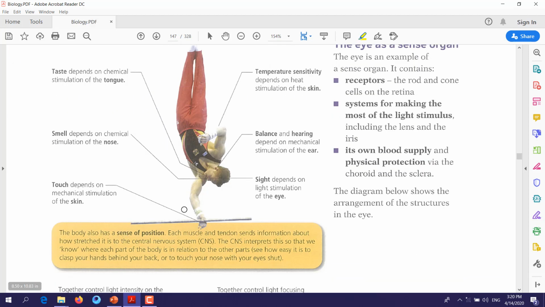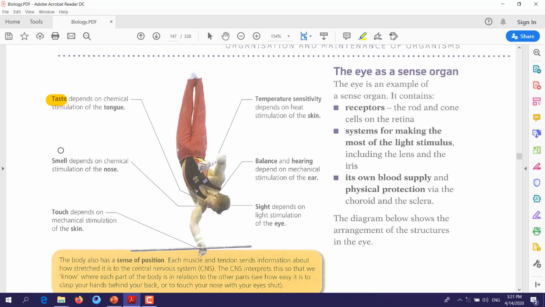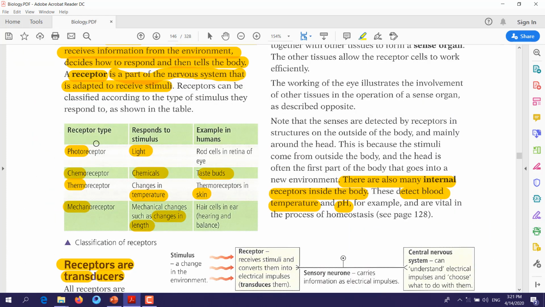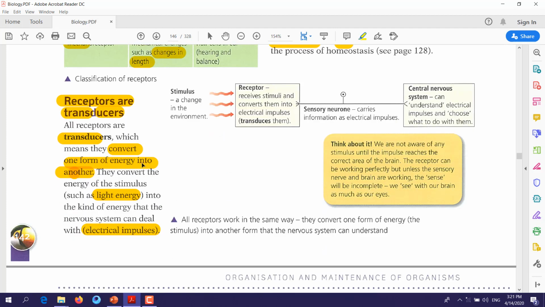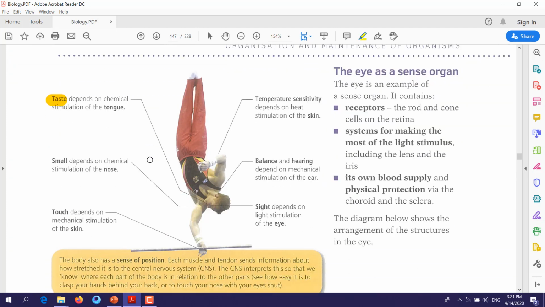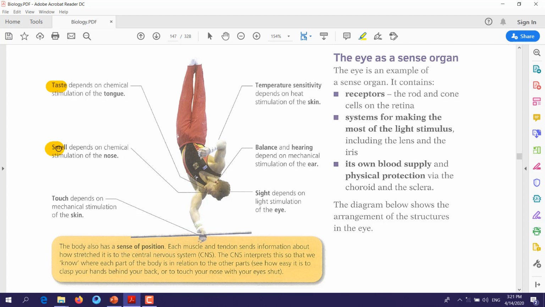Here, what do we have? Here we have a diagram that shows the types of receptors, the kind of senses in our body, and how it works. For example, taste depends on chemical stimulation of the tongue, as we explained in this table. We said the types of receptors that we have, how they work, and what the function of each one is. Smell also depends on chemical stimulation, which we can find in the nose, and the rest of the receptors.